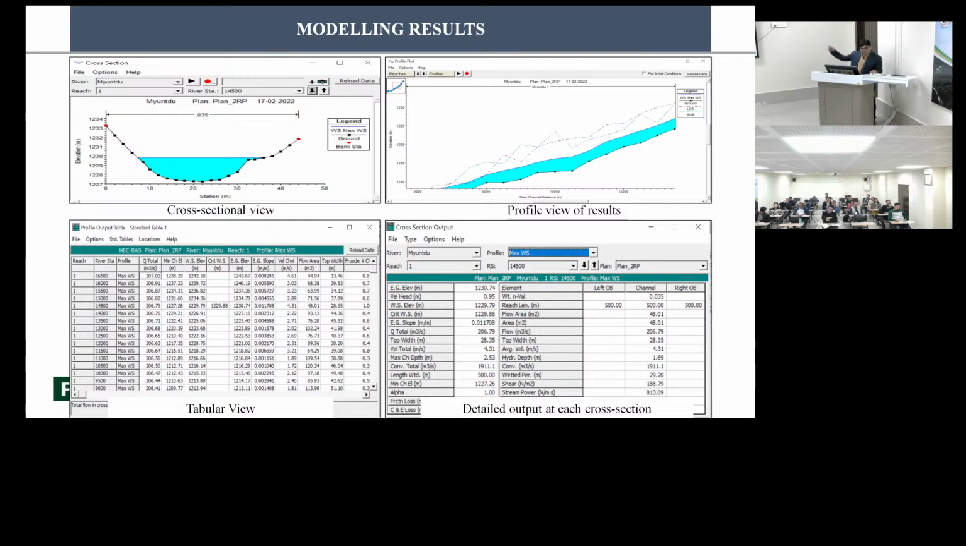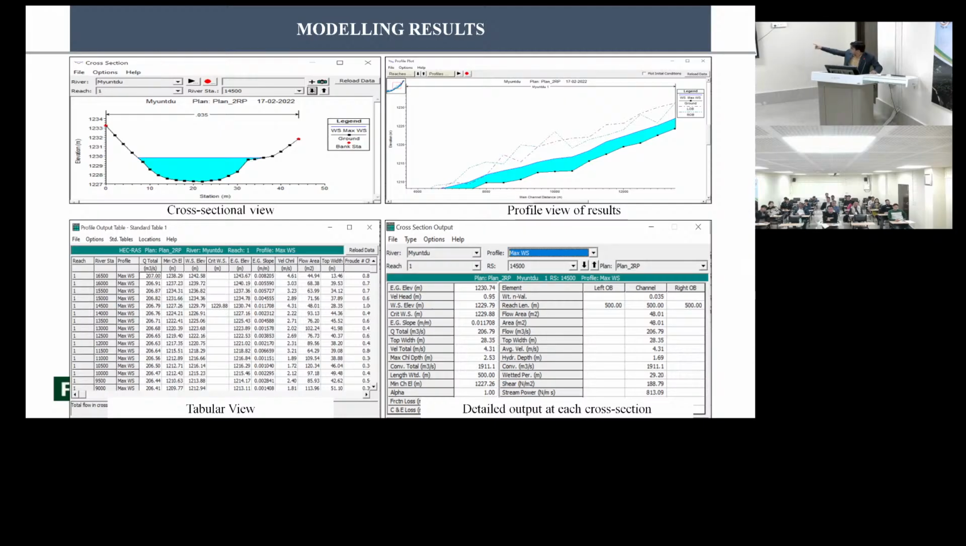In the previous slide, I showed you the cross-section data without any inundation, without any water. Once you have performed the simulation, you will see this kind of window. This is the profile of one cross-section. Only a single cross-section profile is there. Your water level in the cross-section is from 2272 to 1230, about 3 meters of water level in your cross-section. Likewise, you get the detail for each cross-section.